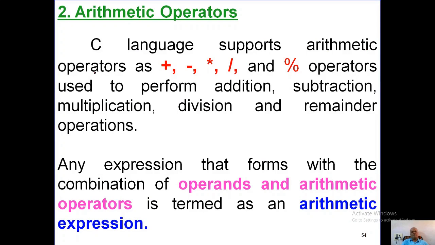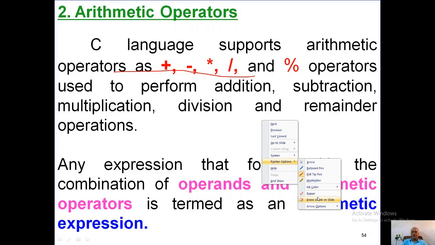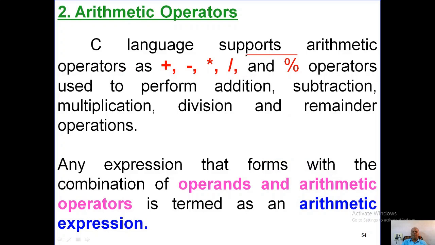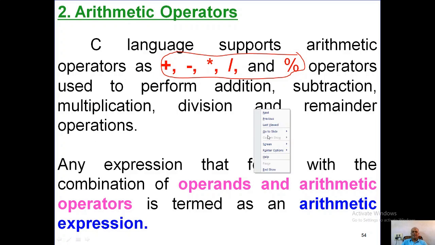C language supports arithmetic operators as plus, minus, slash and modulus. All these are the arithmetic operators. So these can be used to perform addition, subtraction, multiplication, division and remainder operations. So arithmetic operators are plus, minus, star, slash and modulus.